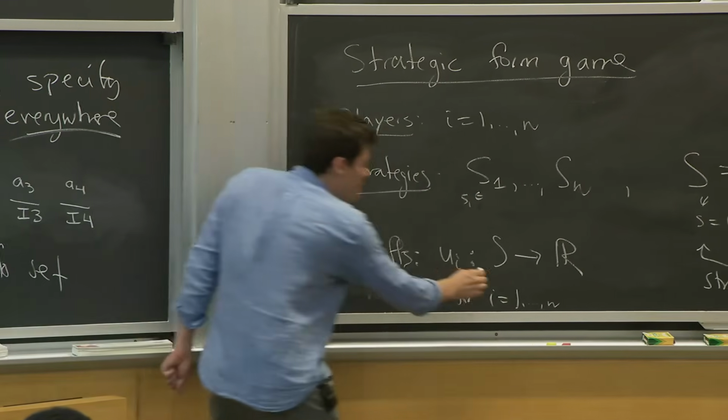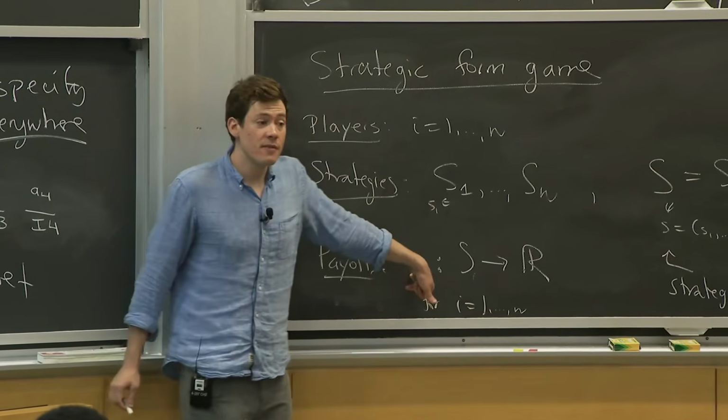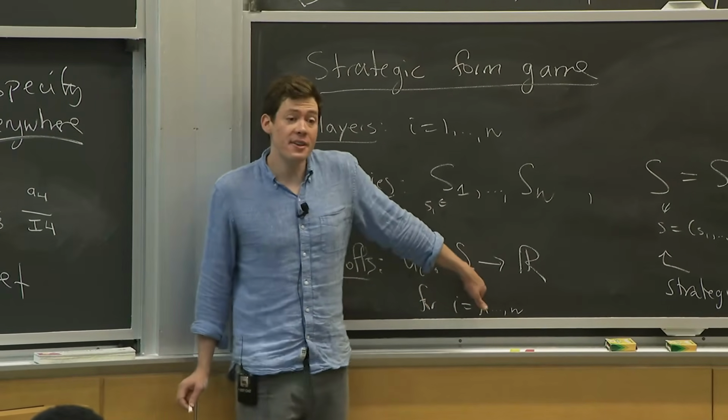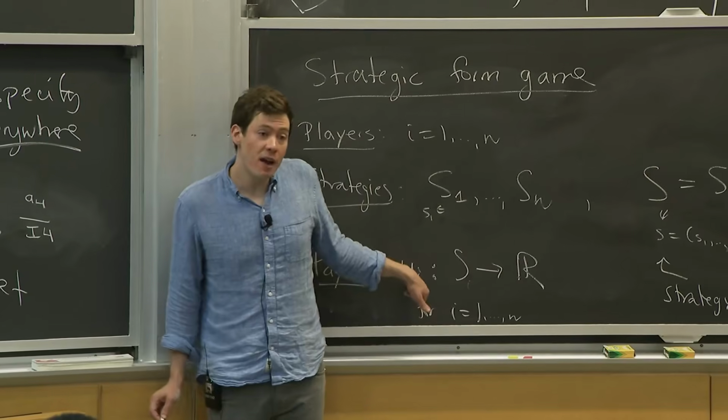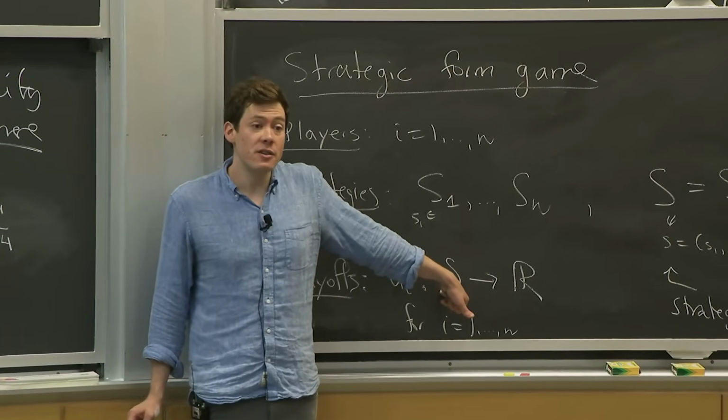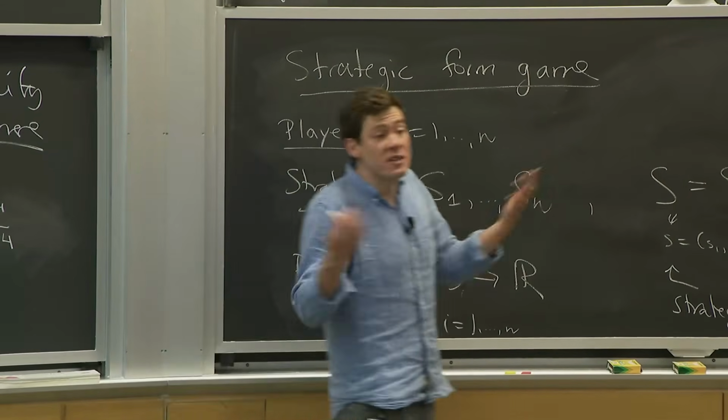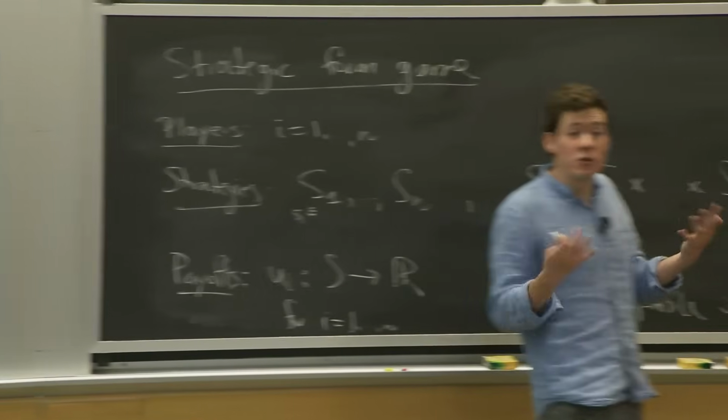Now, some people attempted to put an i here because they see an i here. But that would be wrong. If we put an i here, that would mean that player i's payoff only depends on player i's strategy. If that were the case, we wouldn't need to do game theory at all. That's just an individual decision problem.